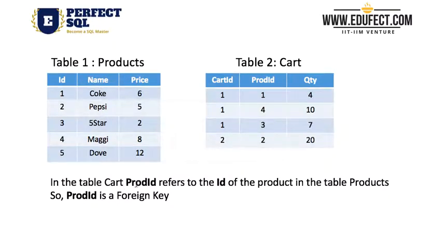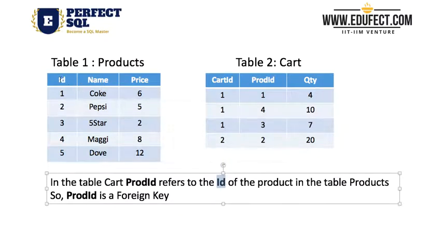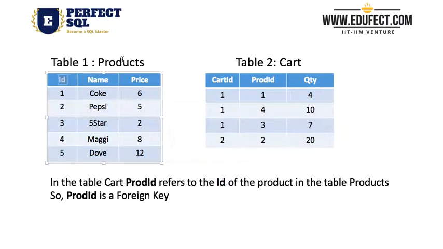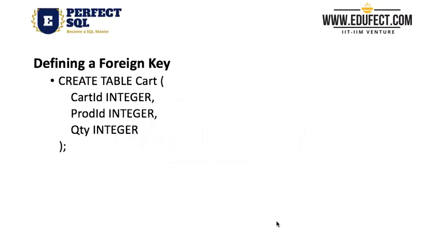So in the table cart, prod ID here refers to the ID of the product in the table products. This is the ID in the table products, and hence prod ID is referred to as a foreign key. So this is the concept of a foreign key. So now let us see how to create it, use it, and what are the advantages we get.